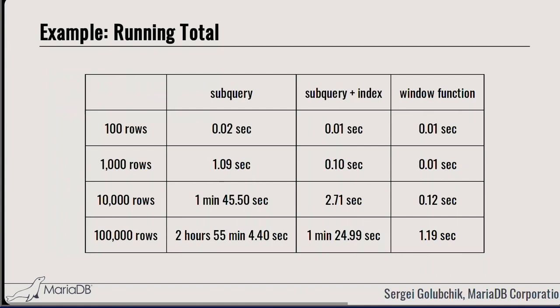And with the window functions, it's always faster than the subquery approach, and the execution time also grows much slower. So it'll be quite useful with a million rows and with 10 million rows.